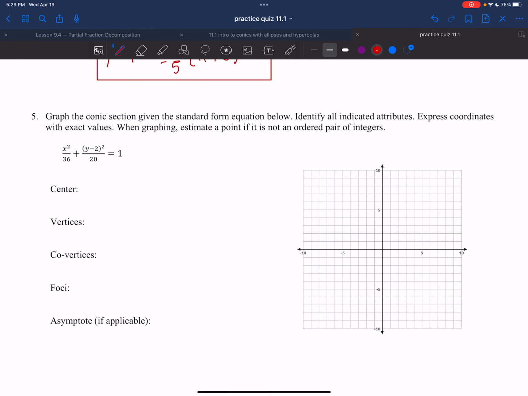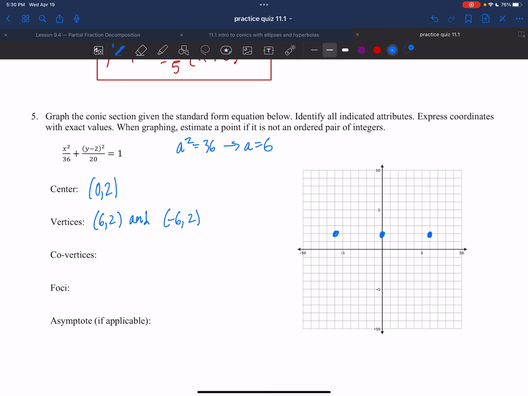Now this was graph the conic section and give the attributes. Sure. So ellipse is a lot easier. You can clearly see first the center is at 0, 2. So I'll put 0, 2 here. And now a squared is always the bigger one, so a squared is 36. So a is 6. So it's going to go left and right, right? So it's 1, 2, 3, 4, 5, 6 to the right. 1, 2, 3, 4, 5, 6 to the left. Yeah? And those are going to be my vertices. So 6, 2, and negative 6, comma 2.